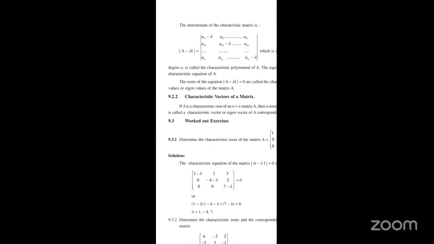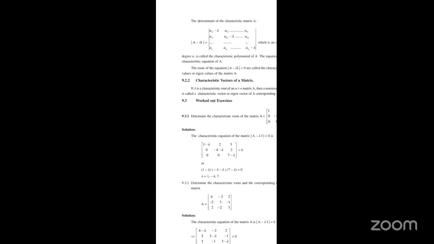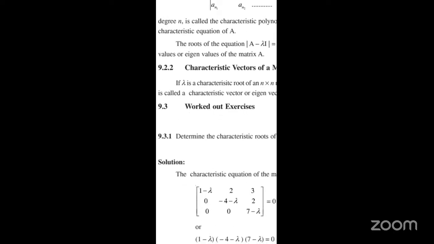Okay, now the characteristic vector means (A minus lambda I) X equal to 0, where capital X is the variable matrix. Constant matrix is entirely different from the variable matrix; the variables are x1, x2, and so on up to xn, as in a11 x1 or a12 x2. These values are called the variable matrix, denoted by capital X. Here (A minus lambda I) X equal to 0 is called the characteristic vector of a matrix.